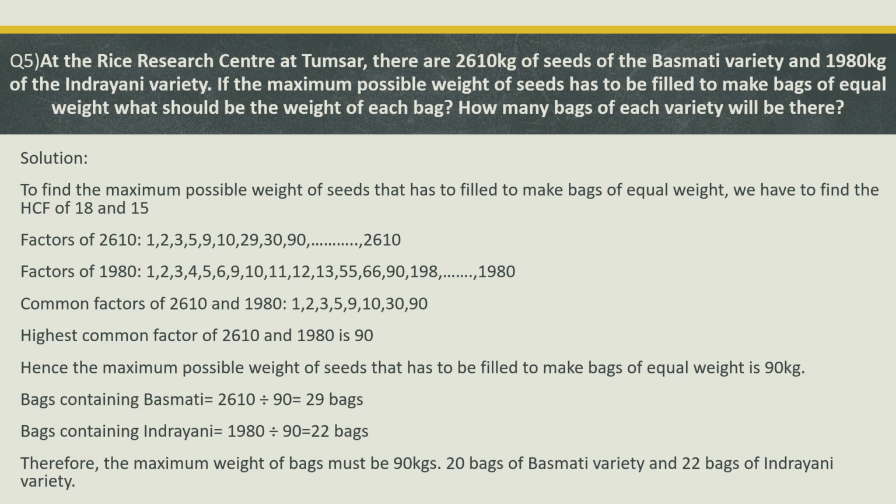Now we have to find the number of bags. We know that to make bags we have only 90 kilos per bag. So how many bags? I have 2610 kilograms, so I'll divide it by 90. I'll get 29 bags for Basmati and I'll divide 1980 by 90. I'll get 22 bags for Indrayani variety. Hence the last answer is: maximum weight of bags must be 90 kilograms, 29 bags of Basmati and 22 bags of Indrayani variety.